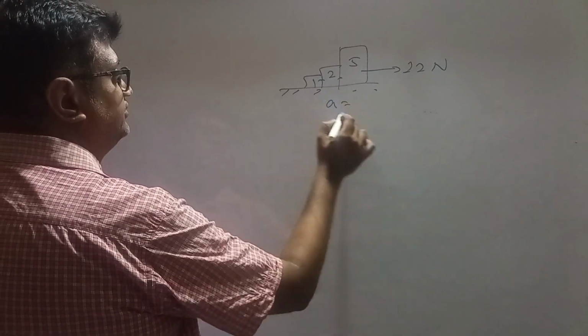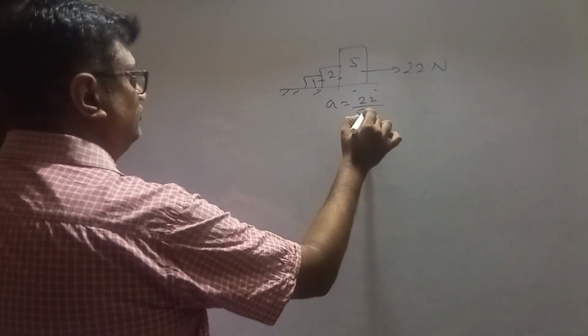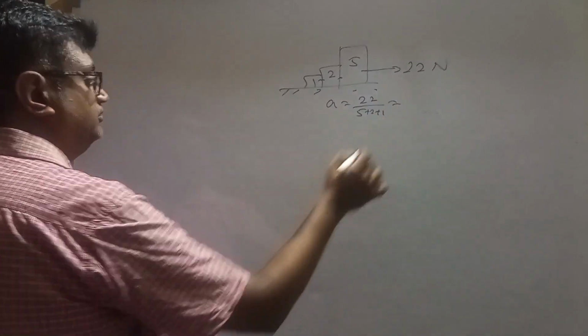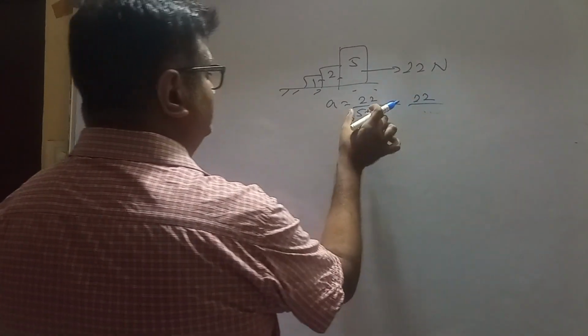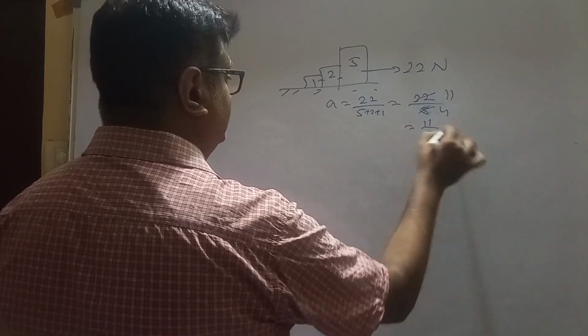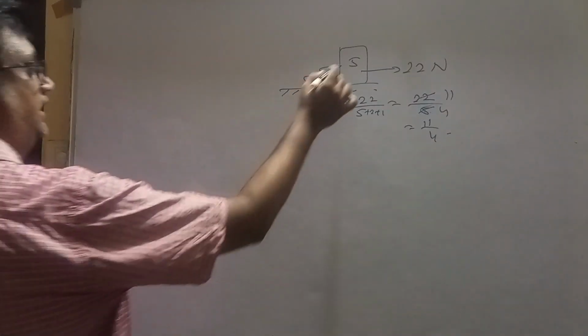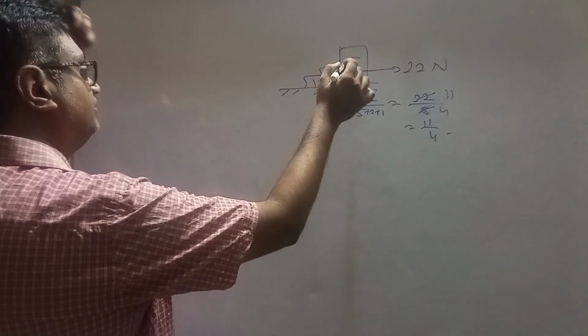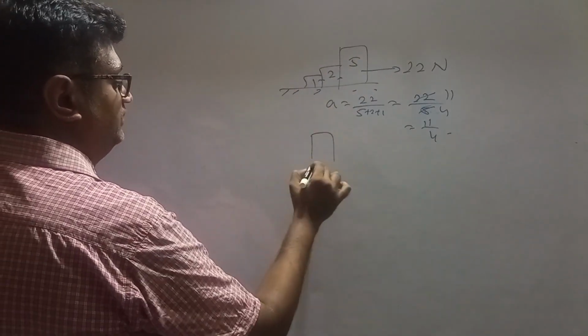First you find out the common acceleration, 22 by 5 plus 2 plus 1. So this is 22 by 8. So 2 4s are 8, 2 11s are 22. 11 by 4 is your common acceleration. Now I'll draw the free body diagram for the 5 kg block. So it will look like this.